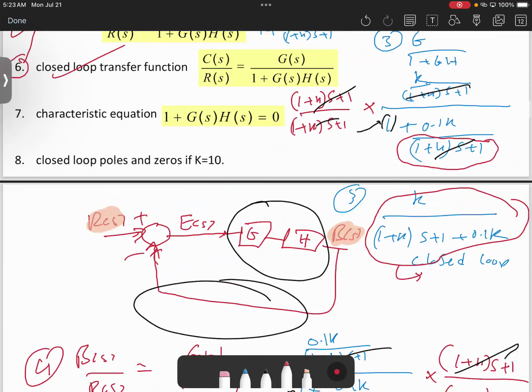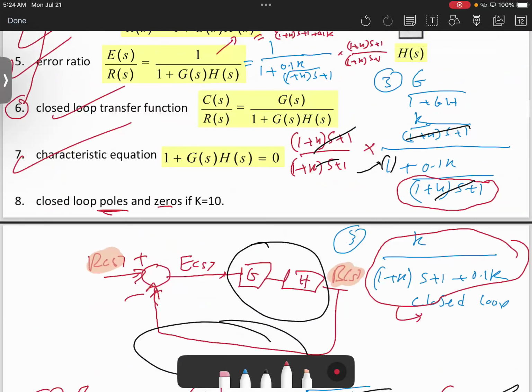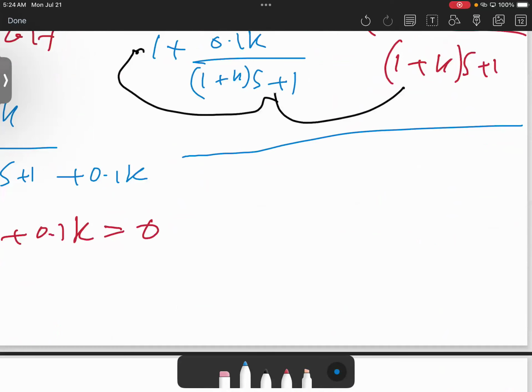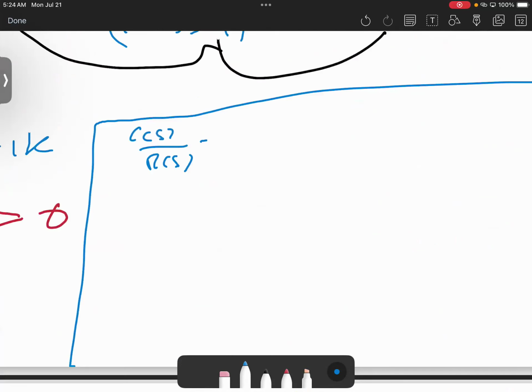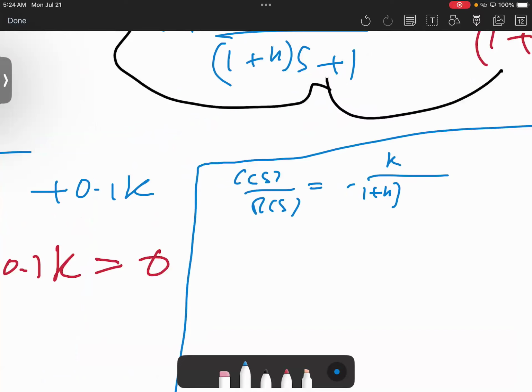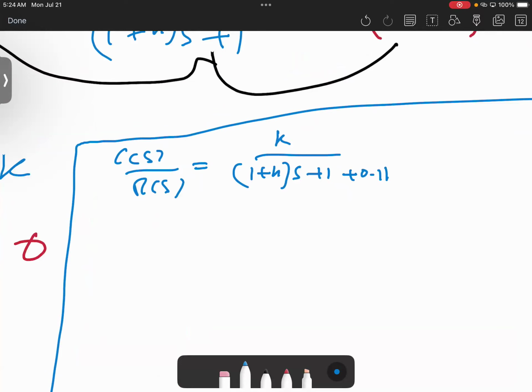The next thing, this is number 7, actually, number 6, whatever. Number 7. The next thing, to find the closed loop poles and zeros if we assume K equal 10. So in number 8, let me write the closed loop transfer function, which is C of S over R of S. It was, we've already K divided by (1 plus K) S plus 1 plus 0.1 K.